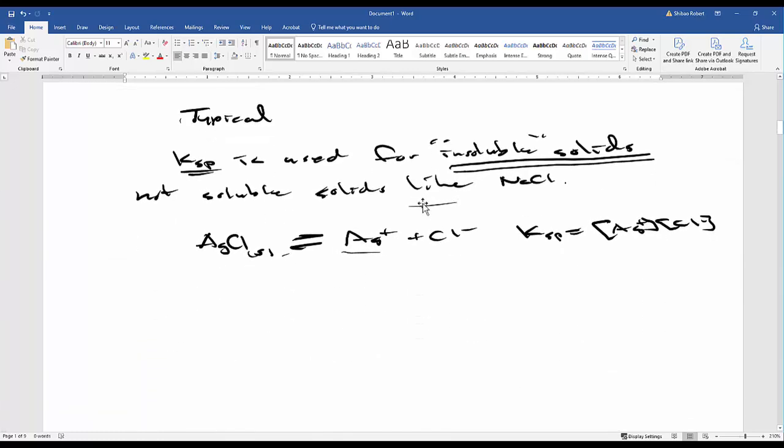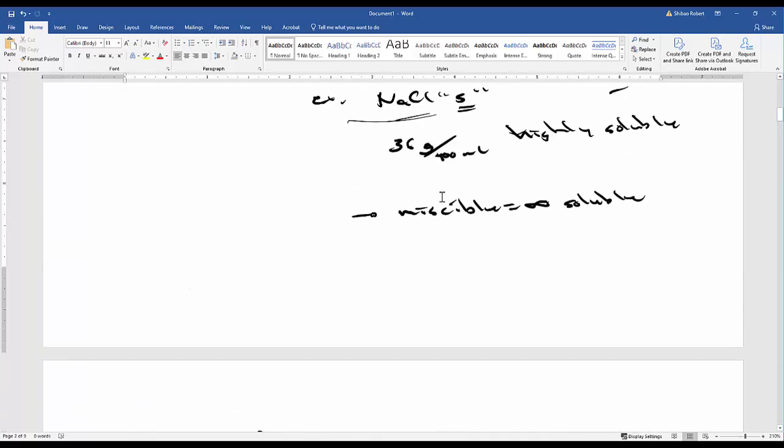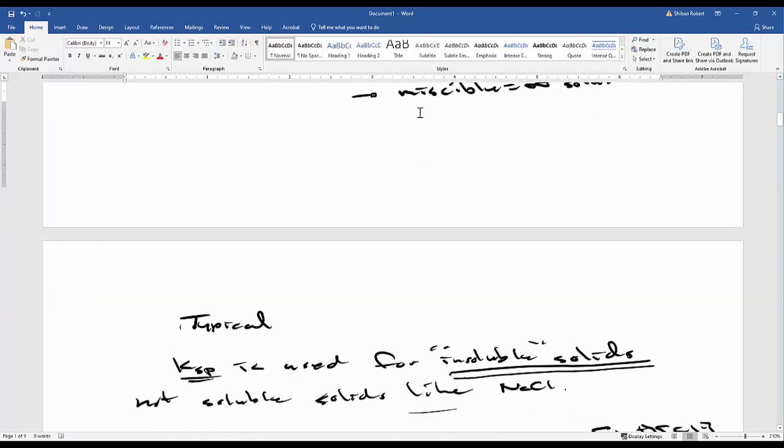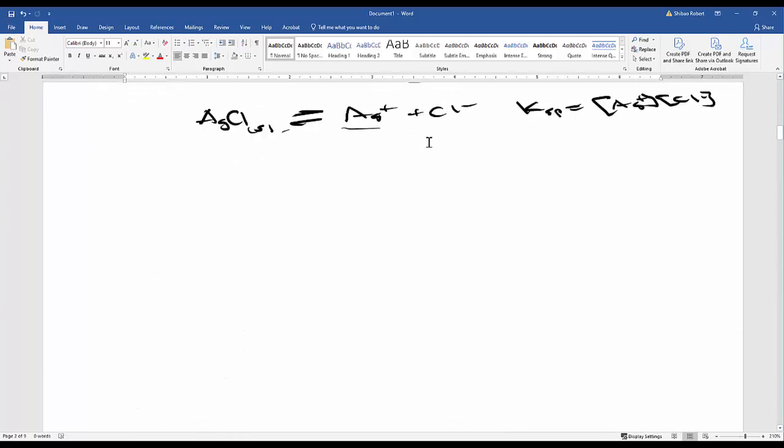That would be 360 grams per liter, and the molar mass of sodium chloride is 23 plus 35, which would be about 58 or so grams. And so less than 10 moles.